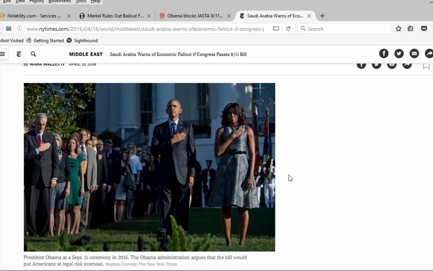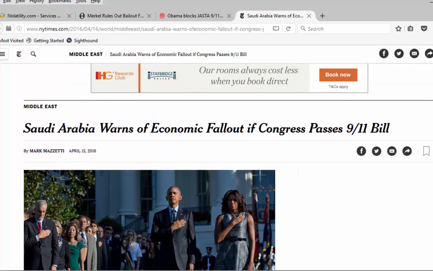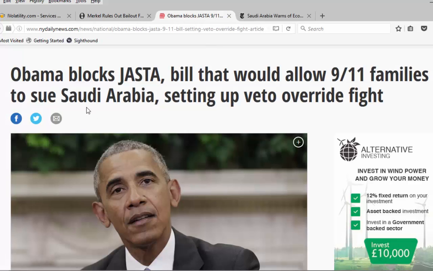So this is, again, not about justice, it's about keeping the financial system together, as Saudi Arabia knows that it will be first on the cards from the 9/11 victims' families, who will then sue the Saudis for their part in the events of 9/11. So this is an economic situation here that good old Obama has vetoed.